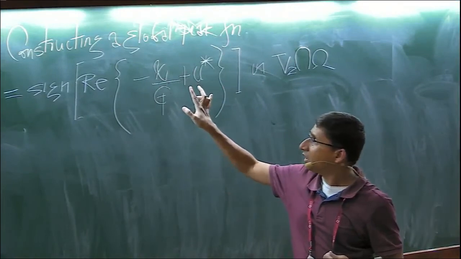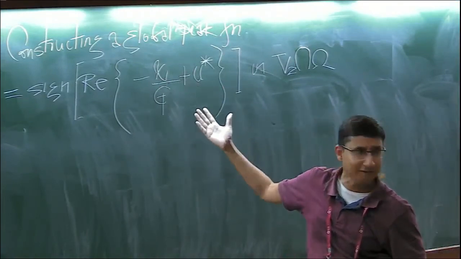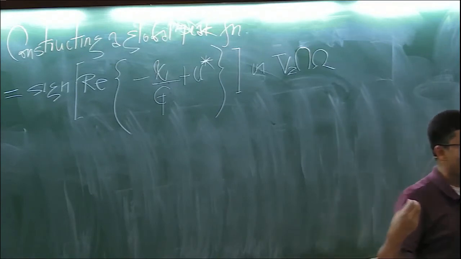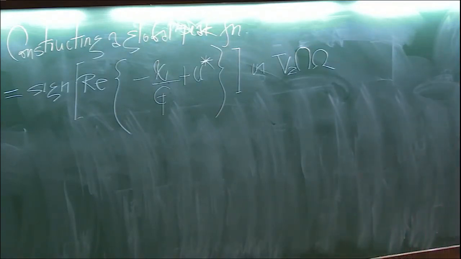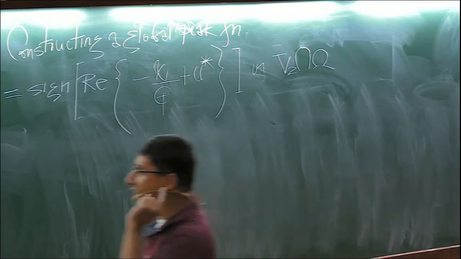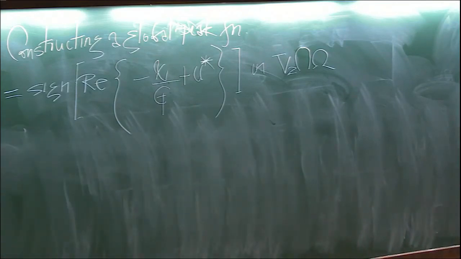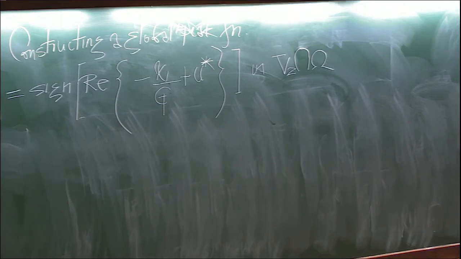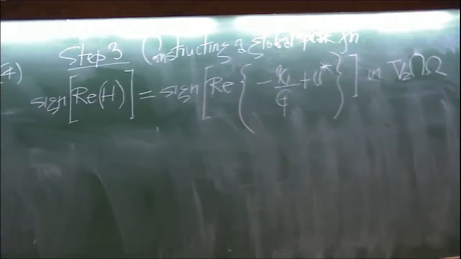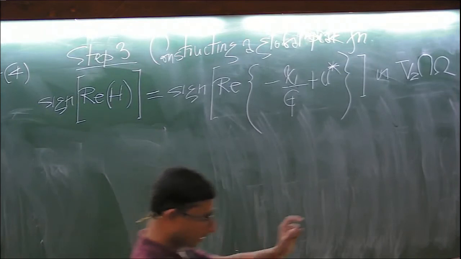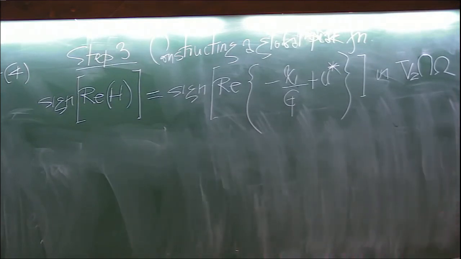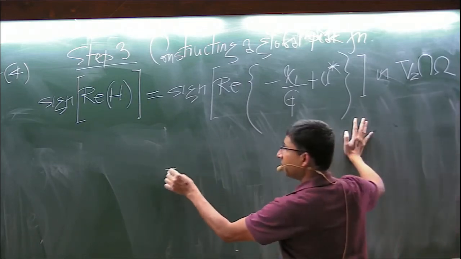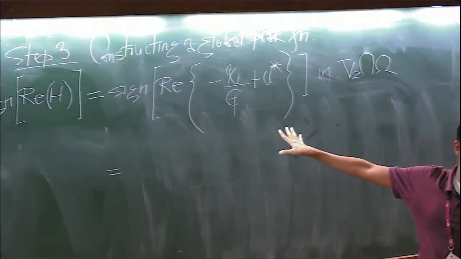Now, this is a simple observation. If you want to find the sign of the real part of the reciprocal of some function, you just need to look at the function itself, right? Because the reciprocal can be written as something with a non-negative denominator times a complex conjugate, right? So now, we've kind of done this.